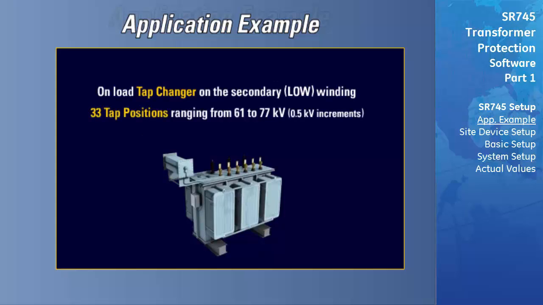Our transformer is also equipped with an on-load tap changer located on the low or secondary winding. There are a total of 33 tap positions ranging from 61 to 77 kilovolts in 0.5 kilovolt increments. The resistance increment per tap is 30 ohms.